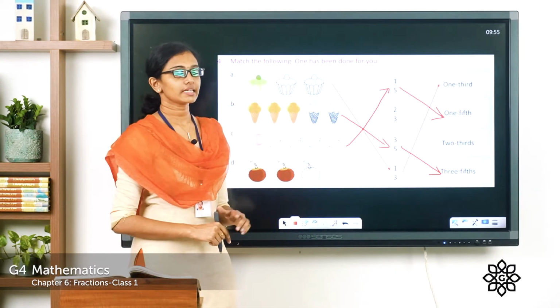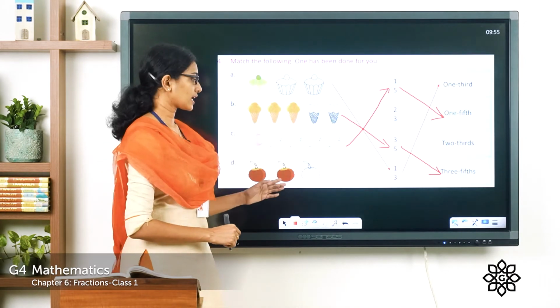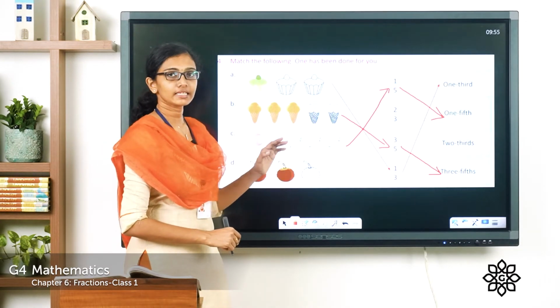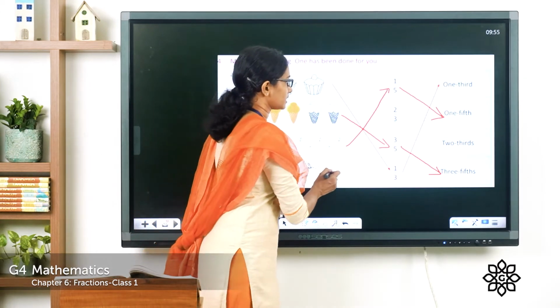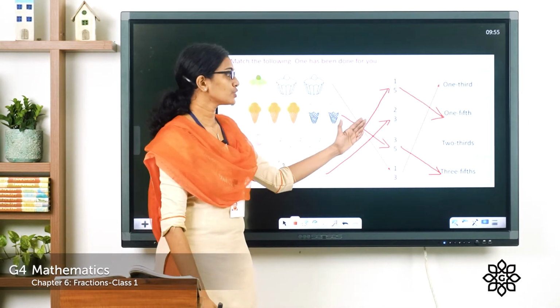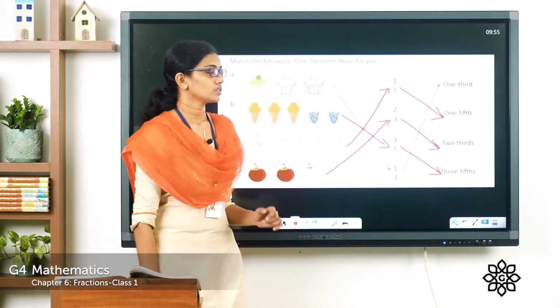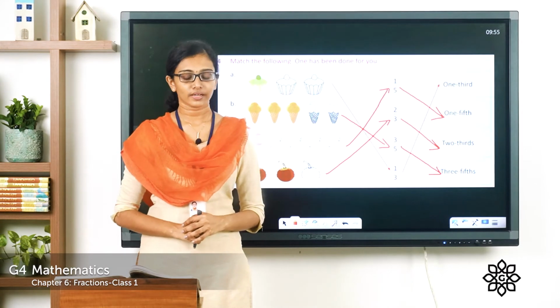And let's see question D. Here you can see 3 figures and 2 of them are colored. So the fraction is 2 by 3. So let's match the correct options. It's 2 by 3 and 2 by 3 is also called 2/3. So let's draw the arrow. So I hope you have done this one also correctly.